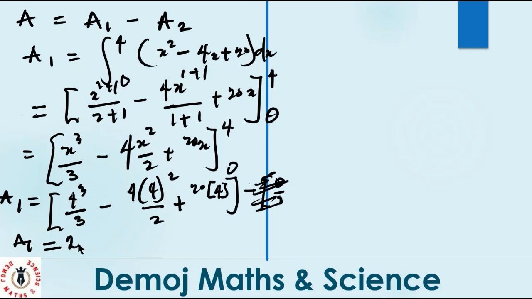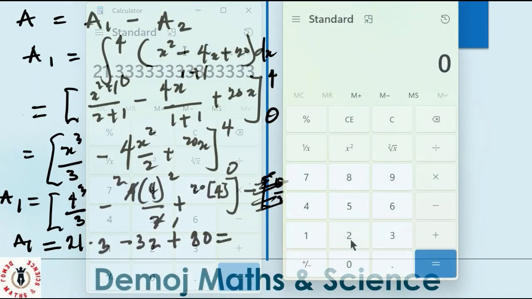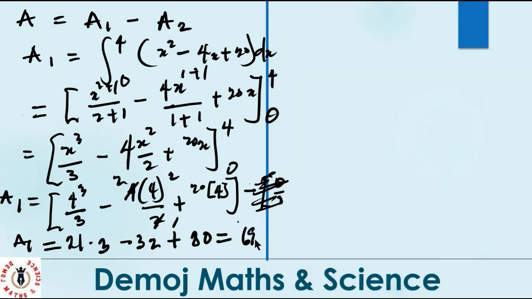So that's 21.3. Here I have 4 squared, which is 16, over 2, which is 8, and 4 times 8 is 32. Then 20 times 4 is 80. So A1 is 21.3 minus 32 plus 80, which is 69.3.